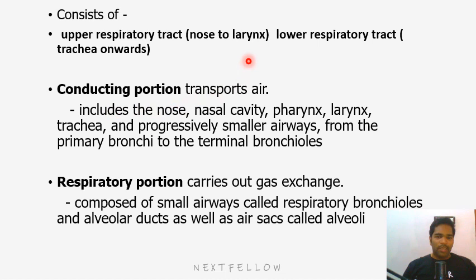And again, this airway is divided into conducting portion and respiratory portion. The conducting portion is nothing but it transports air, from the name itself. It includes the nose, nasal cavity, pharynx, larynx, trachea, and progressively smaller airways from the primary bronchi to the terminal bronchiole.